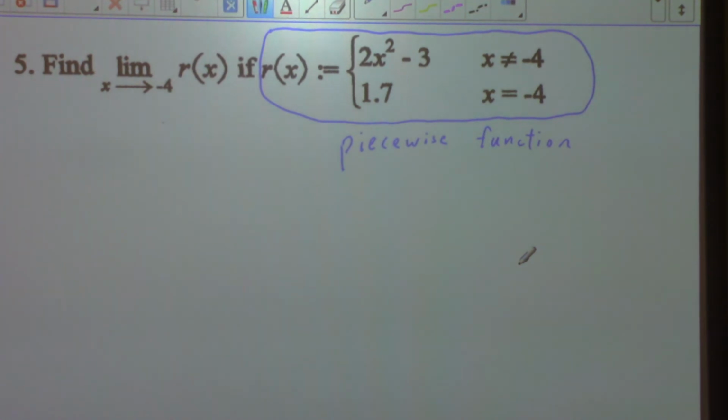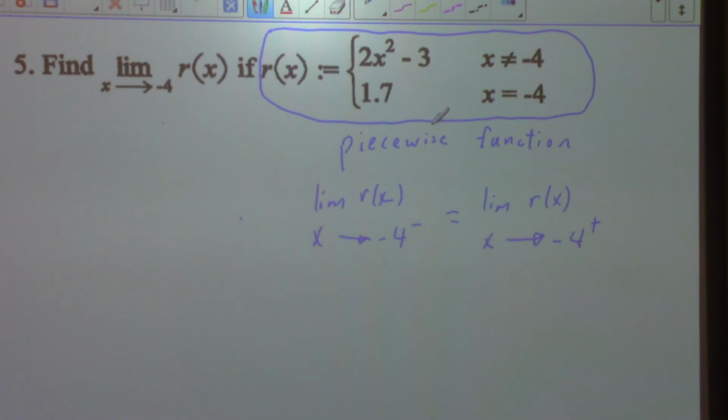Okay, here, let me show you what you need. You need to find out the limit as x approaches -4 from the left of r of x, equal to the limit as x approaches negative 4 from the right of r of x. If they're not equal, then the limit doesn't exist. And so in the case of 1.7, you don't have a left side and a right side, because you just have a point defined. And so it's going to have to be this consideration here.